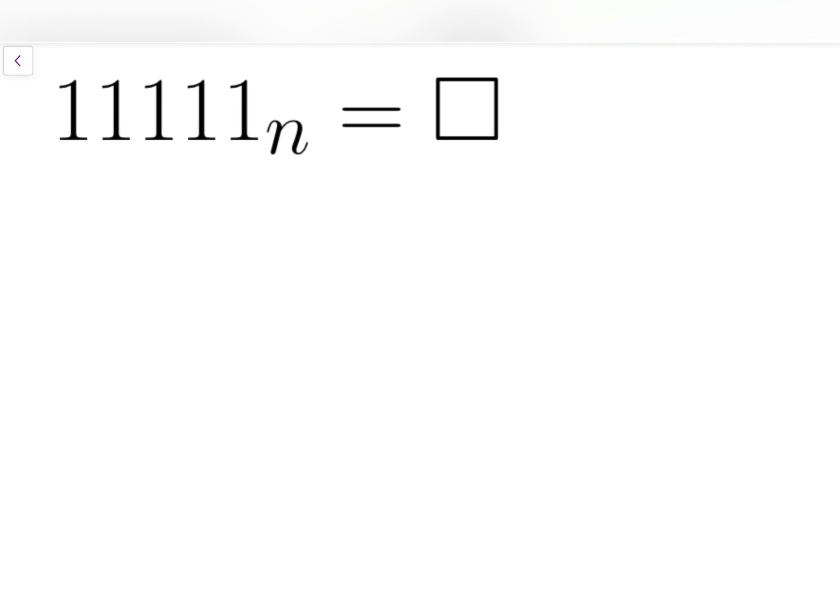To solve this problem, I'm going to write this equation in an algebraic form. For the left side, I'm going to write it in expanded form, which, starting from the leftmost digit, is 1 times n to the power 4. Next is n cubed. Then we have n squared, n, and finally 1, equal to some integer squared, say m squared.